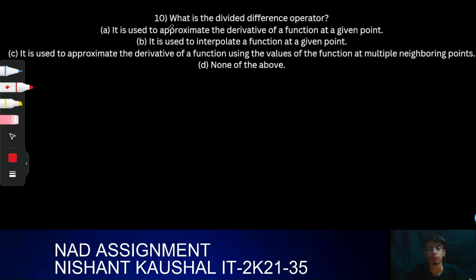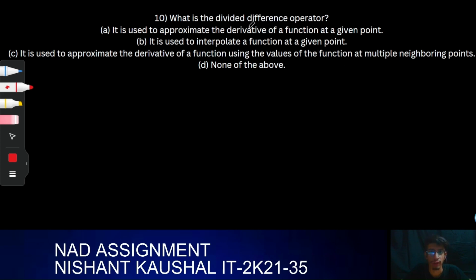Let us proceed to question number 10. What is the divided difference operator? A. It is used to approximate the derivative of function at a given point. B. It is used to interpolate a function at a given point. C. It is used to approximate derivative of a function using the values of a function at multiple neighbor points. Or D, none of the above.